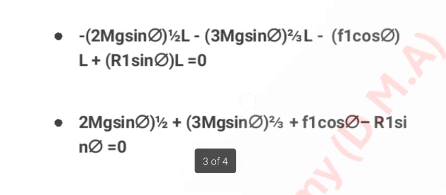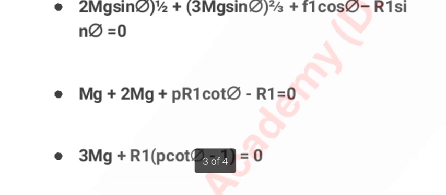Okay, from the first step, you realize that I've divided all through by L because L was common everywhere, so I just cancelled the L all through. You have 2 mg sin theta times half plus 3 mg sin theta times 2/3 plus f1 cos theta minus r1 sin theta is equal to 0. And I could divide all through by negative. Yes, so that's why here you have positive, and here you have negative. Okay, that's it.